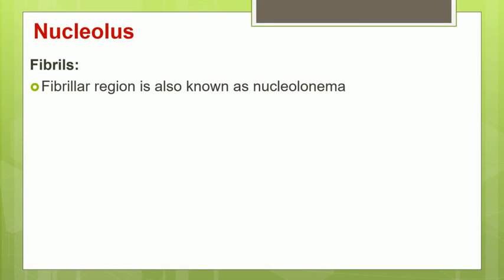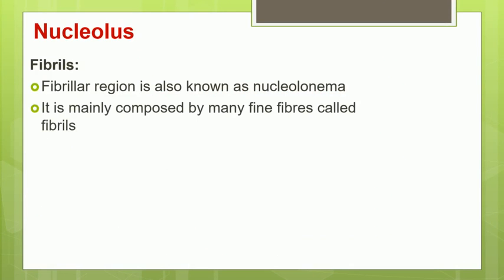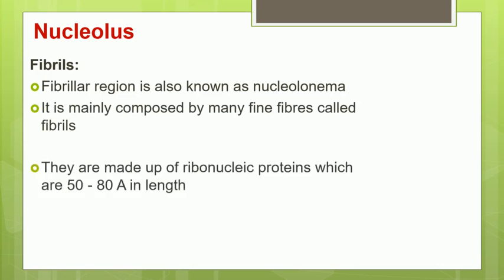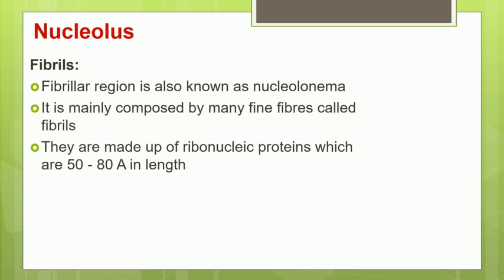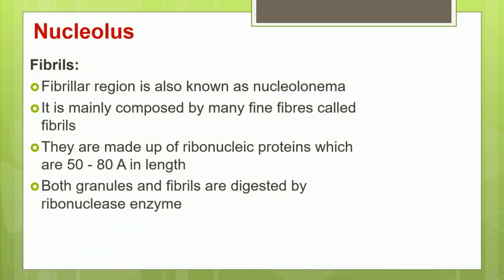Next part is fibrils. These fibrils are in the center part of the nucleolus. This fibrillar region is also called nucleonema, and it is mainly composed of fibers called fibrils, which are made up of RNA and proteins, and they have a diameter of 15 to 18 angstrom. Both these granules and fibrils, which make up the nucleolus, can be broken down or digested by the ribonuclease enzyme.